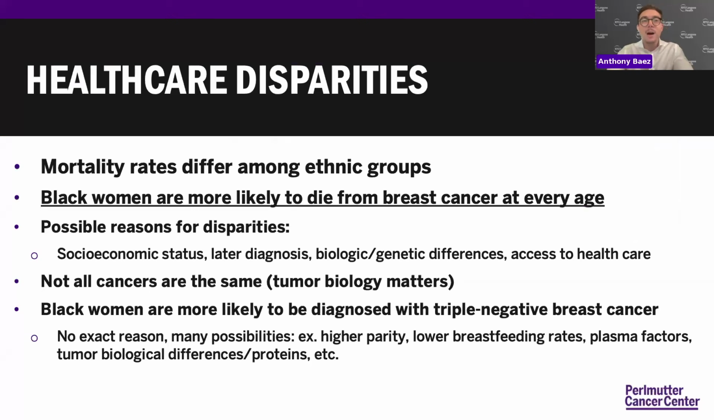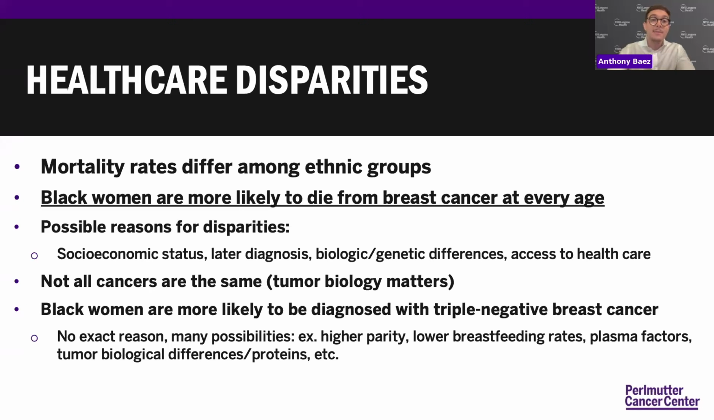So this takes us to the topic of healthcare disparities. Mortality rates do differ among different ethnic groups. And Black women are more likely to die from breast cancer at every age. And there is not one reason that we can pinpoint as being the ultimate causative factor, but rather there are multiple reasons that could play a role, such as socioeconomic status, later diagnoses, biologic and genetic differences, as well as differences in access to healthcare.